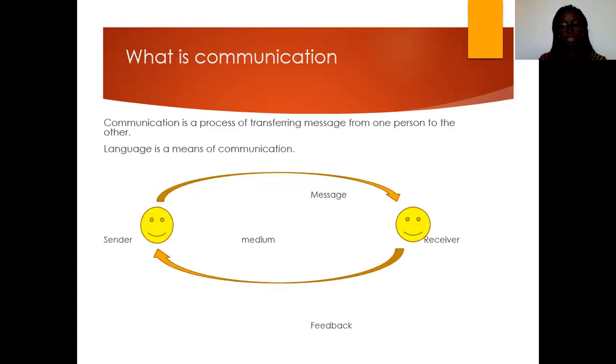What is communication? Communication is a process of transferring a message or information from one person to the other. So with communication, there has to be a sender who has the message, and then a receiver, the one the message is being sent to. And then we also have to get a channel or a medium through which the message will be sent. It can be through talking, writing, facial expression, gestures.